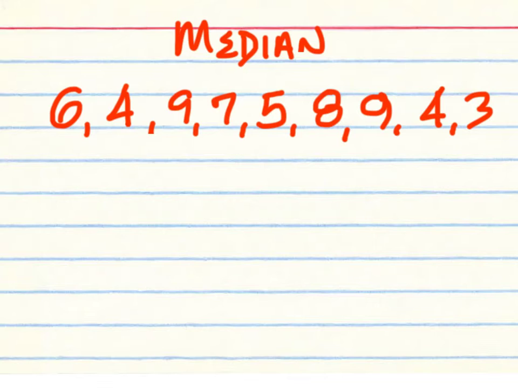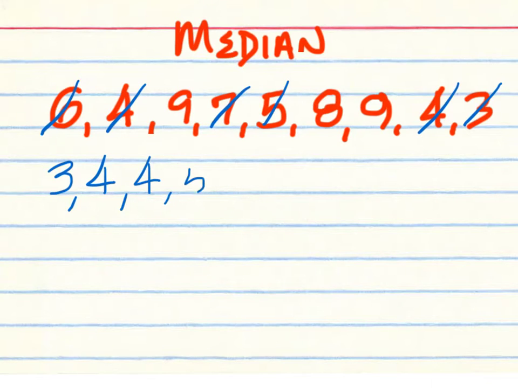In this example, you have to find the median. First thing you have to do is put the numbers in order from least to greatest. So that would be 3 and then 2 4s. And then we would go to 5, 6, and 7. And then 8 and 2 9s.